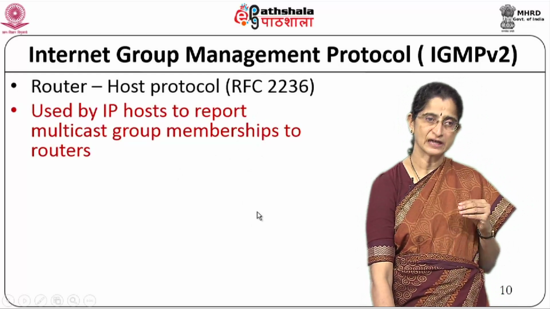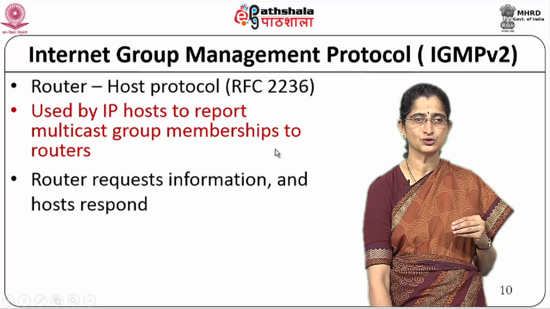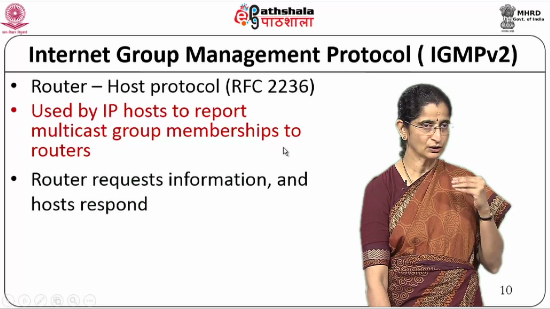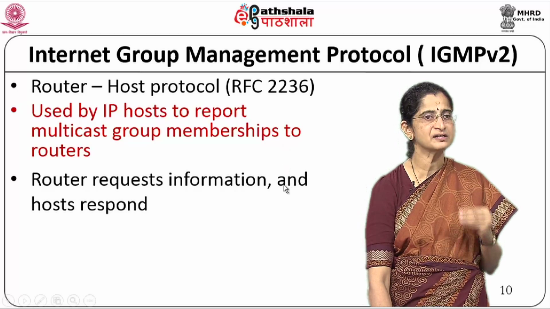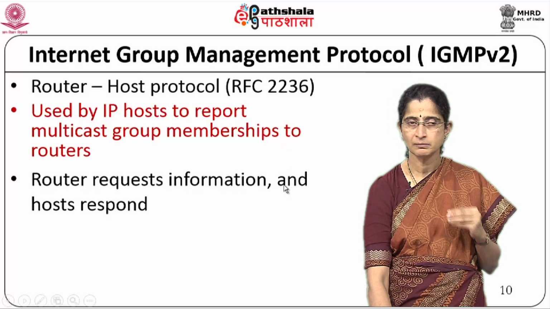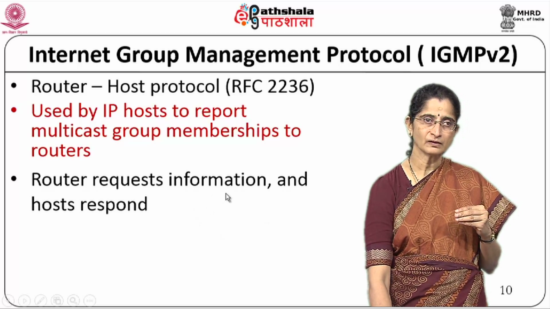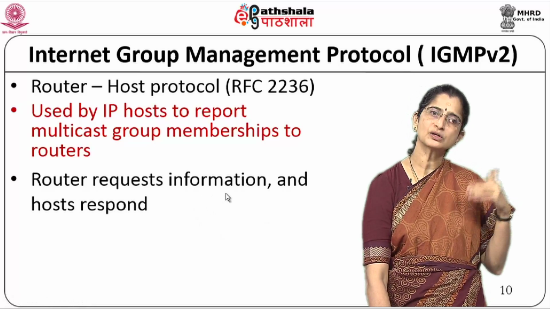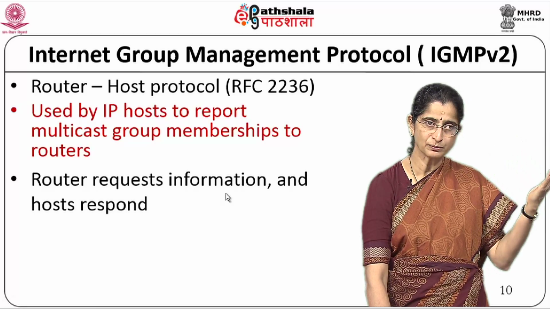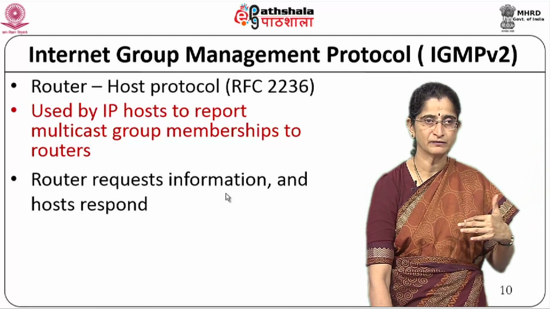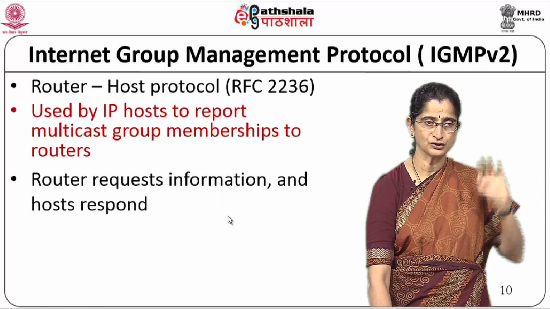It is used by the IP hosts to report multicast group memberships to the routers. The hosts have to inform the routers that they are interested in receiving packets which are meant for a particular multicast group. The router then will have to use that information to communicate with the multicast routing protocol, so that it is able to receive the packets meant for that particular group. Okay, that is the router's job.